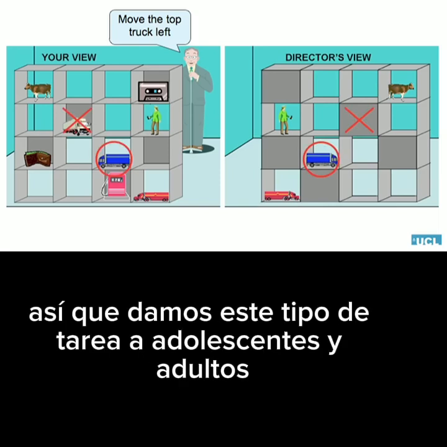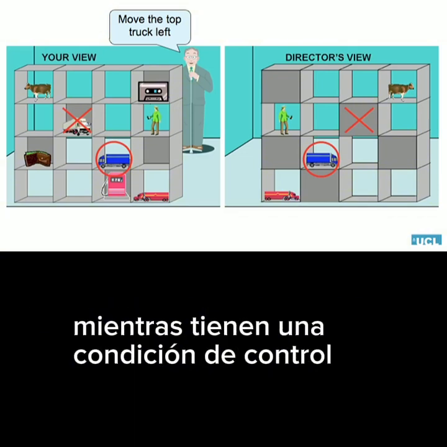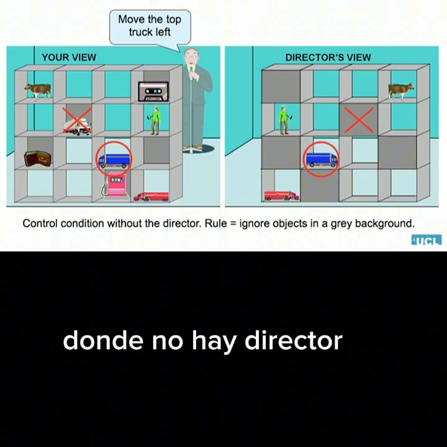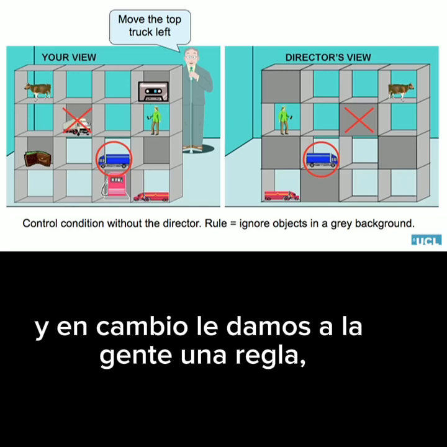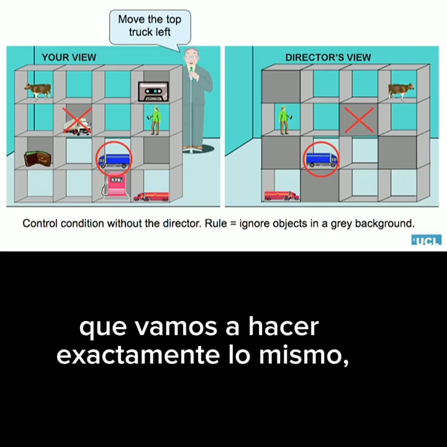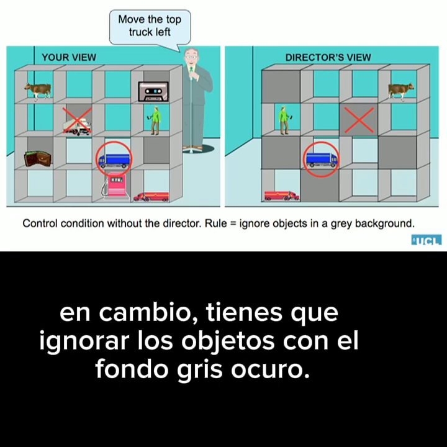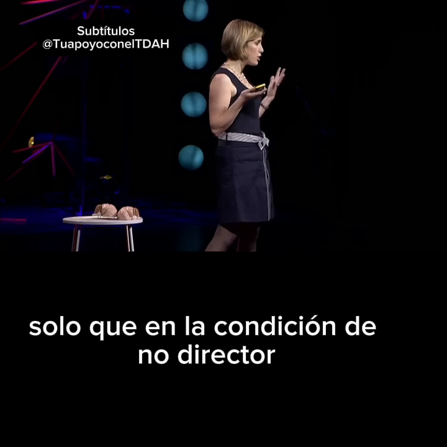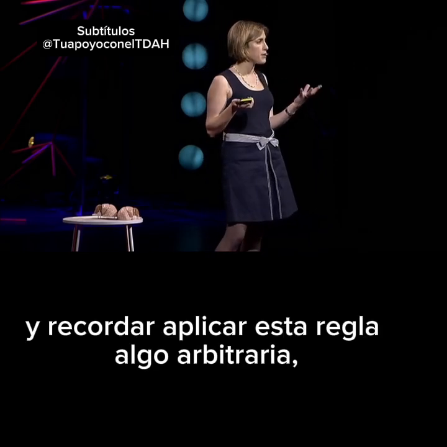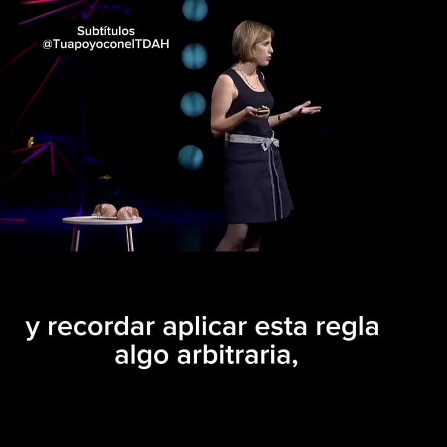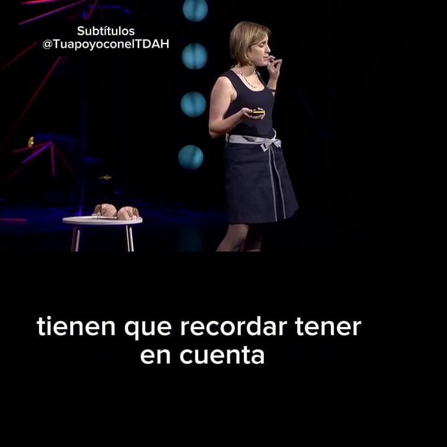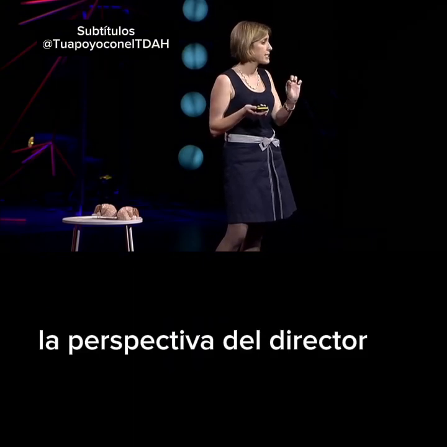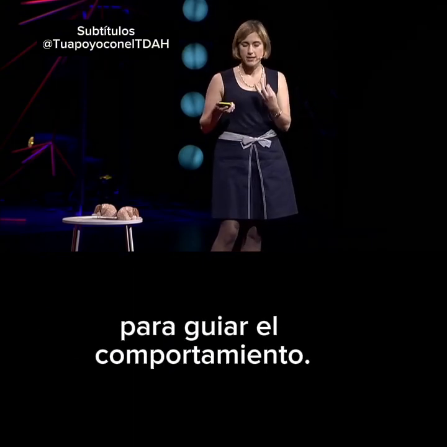So we give this kind of task to adolescents and adults, and we also have a control condition where there's no director, and instead we give people a rule. We tell them, okay, we're going to do exactly the same thing, but this time there's no director. Instead, you've got to ignore objects with a dark grey background. You'll see that this is exactly the same condition, only in the no director condition, they just have to remember to apply this somewhat arbitrary rule, whereas in the director condition, they have to remember to take into account the director's perspective in order to guide their ongoing behavior.